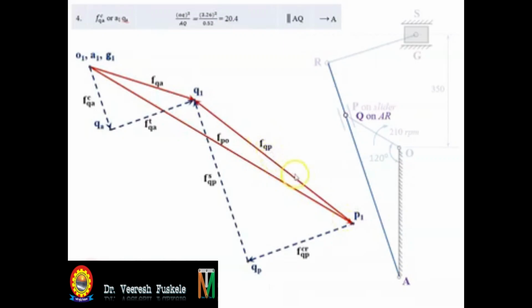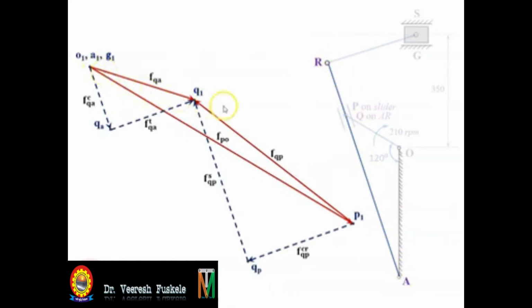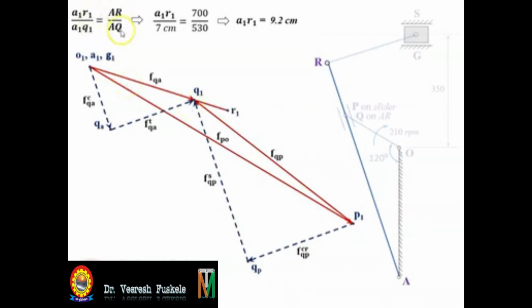as FQP. Further, we have to locate the point R, which is on the extended link AQ, in the velocity and acceleration diagram. As we know, it will be located on this extended vector AQ with the help of the ratio, which can be written as A1R1 divided by A1Q1 will be equal to length AR upon length AQ. This will give us A1R1 as 9.2 centimeter. So we will draw this vector on this extended A1Q1 vector, and we will obtain point R1.